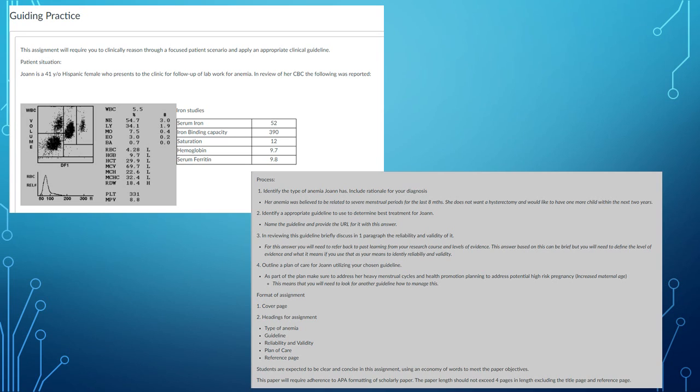So for each of the elements, so what is the type of anemia is a heading, the guideline, reliability, plan of care, and then your reference page. Be concise. Please make sure you cite your work. For your headings, and to help you as you're getting ready to write this technology and theory paper, please make sure that you do a left flush heading, and it will be bolded, but it will not be all caps for your heading types. If you have any questions about what you're doing for this particular assignment, let me know.